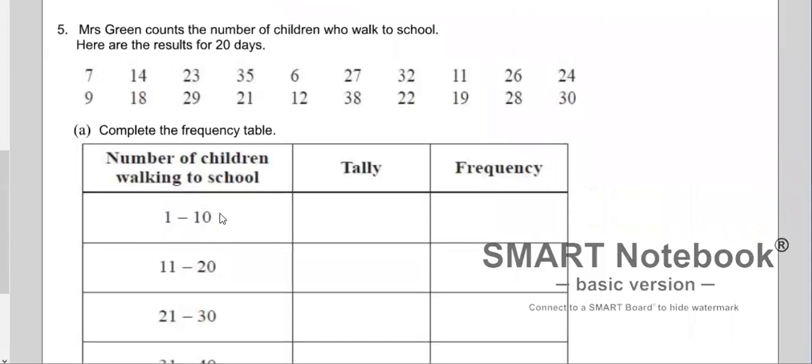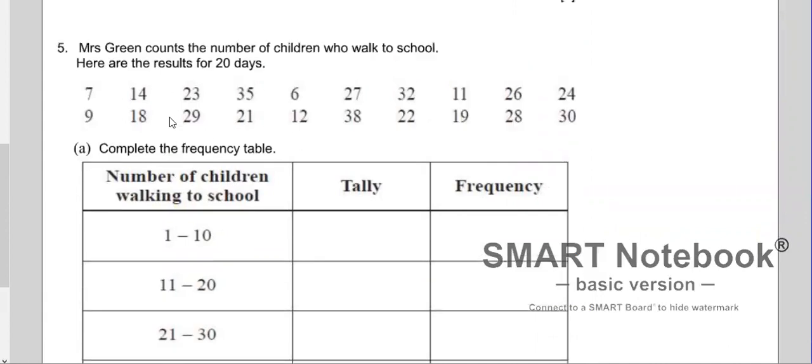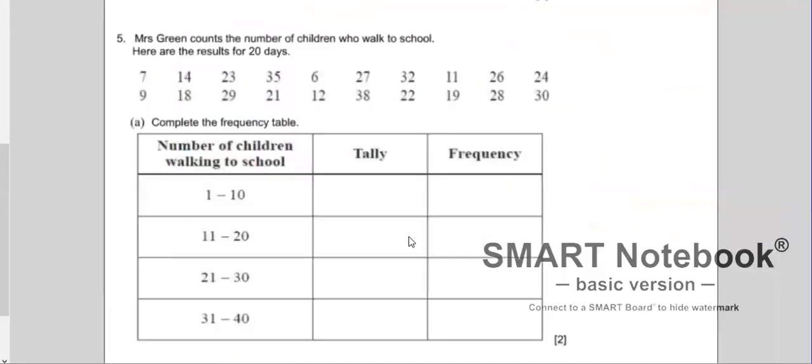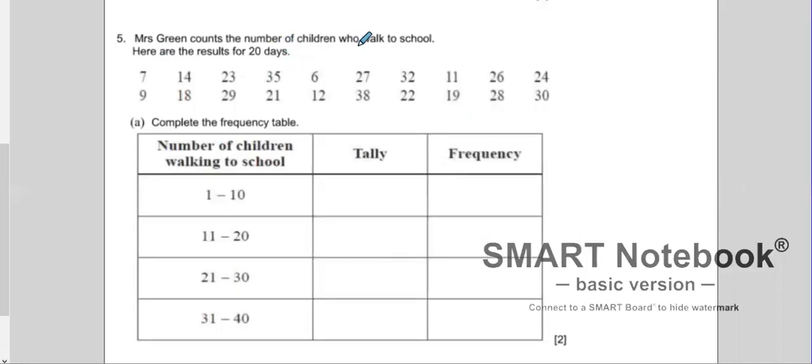Hope that is clear. Now let us go to the next part, which is question number 5. Let me try to zoom out so that we can see everything. All right, so here we go. Mrs. Green, right? So we are given this question here. Mrs. Green counts the number of children who walk to school. Here are the results of 20 days.